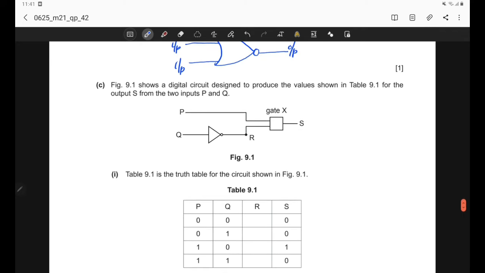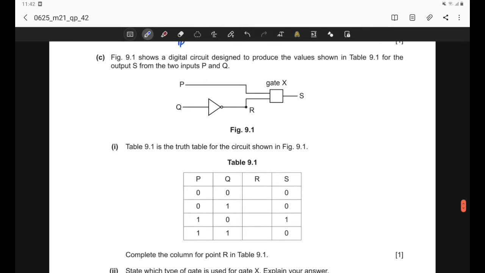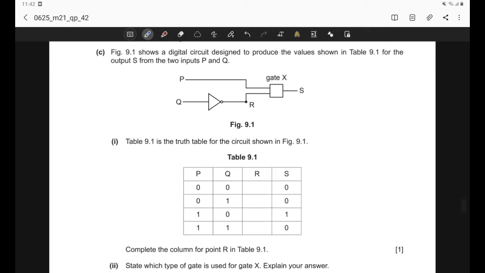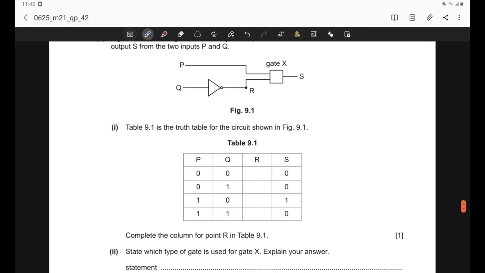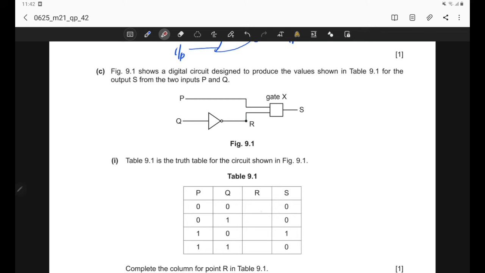Part C, figure 9.1 shows a digital circuit designed to produce the values shown in table 9.1 for the output S from the two inputs P and Q. Table 9.1 is the truth table for the circuit shown in the figure. Complete the column for point R in the table. First of all, we should complete R by looking at what output we get at R when we give the different values at Q. Values given to Q we can understand from the table which is given.